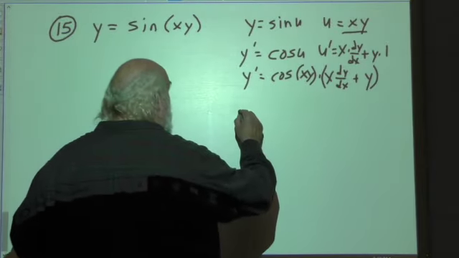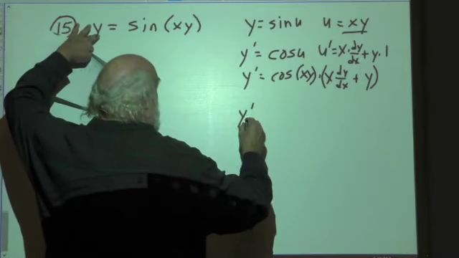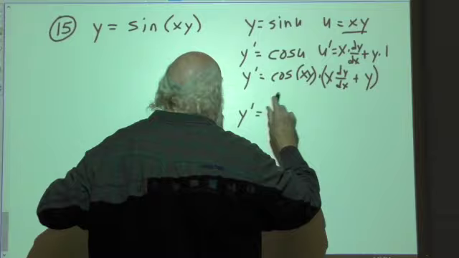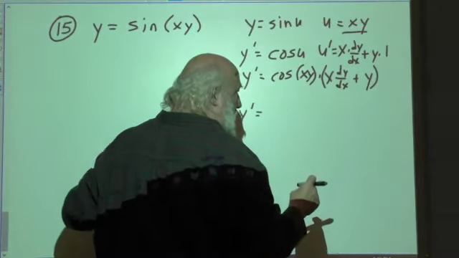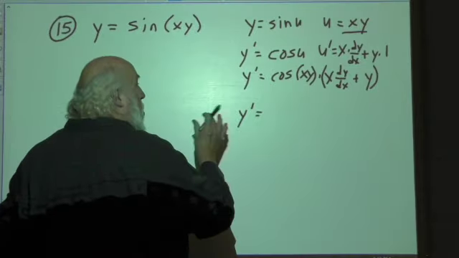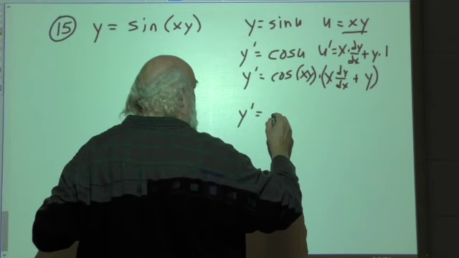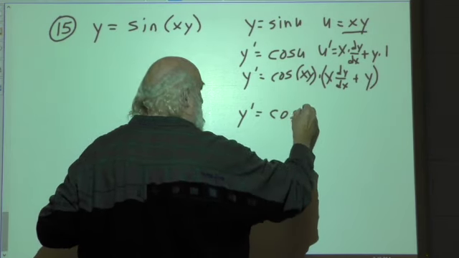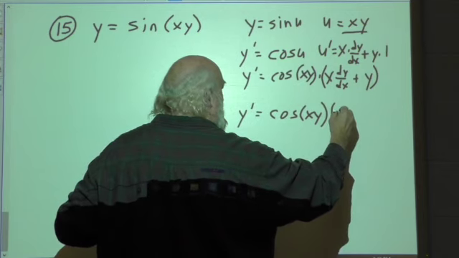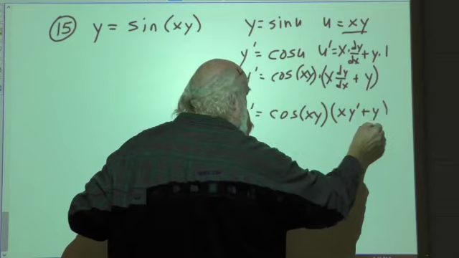y prime for that, y prime because of that, is equal to, and now let's remind ourselves that dy dx is the same as y prime, or you could have rewritten this as dy dx. It didn't really make any difference, but this gives us the cosine of xy times xy prime plus y.